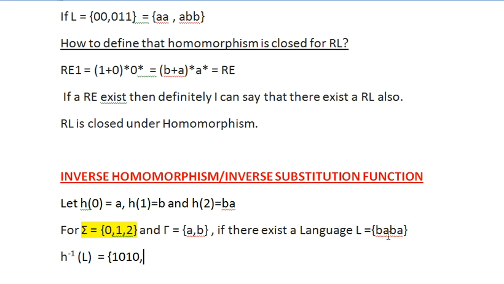See, for ba I can write 2. ba has a pre-image of 2, and for the other ba again we have a pre-image of 2. So this is one more string. There is one more possibility: for the first ba I can write 2, then for the third symbol b I can write 1, and for the last a I can write 0.